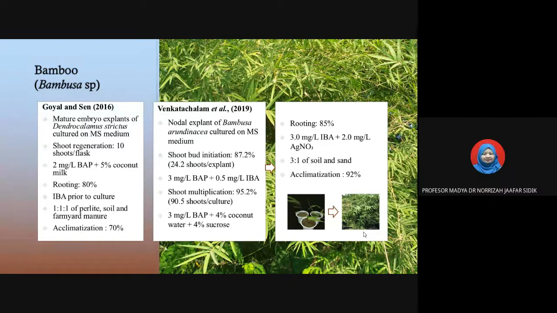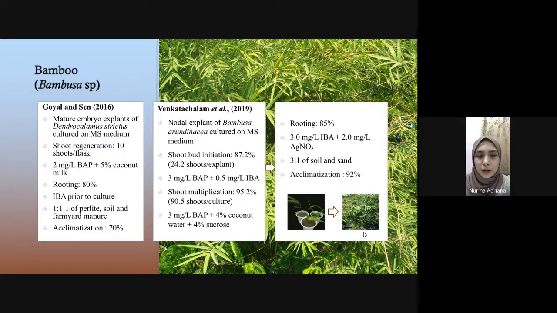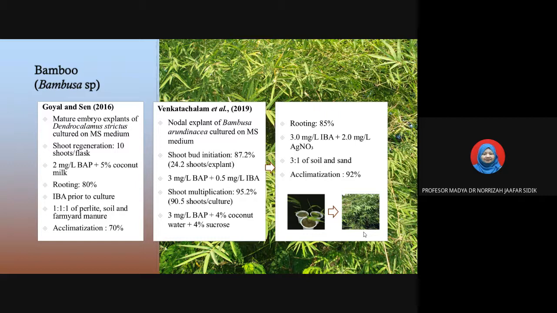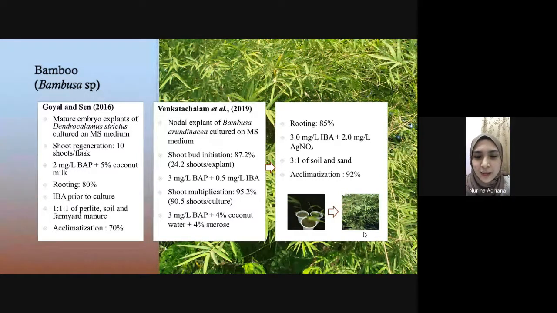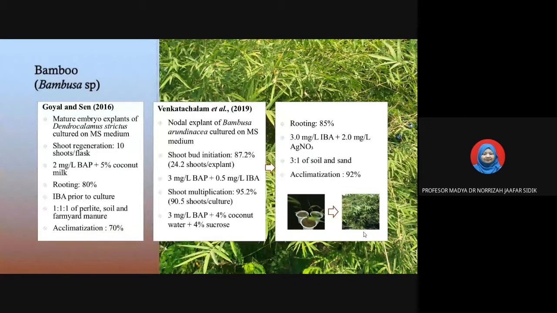Okay, why did you choose this species? Because bamboo is one of the. No, I mean why did you choose Dendrocalamus? Why did you choose Bambusa arundinacea? I choose species that the journal shows result of acclimatization. The others do not show result of acclimatization.